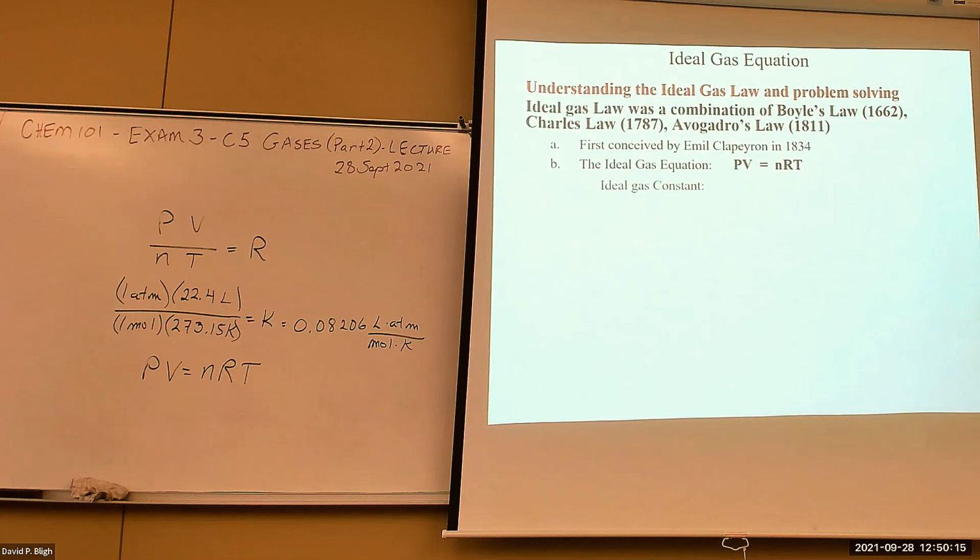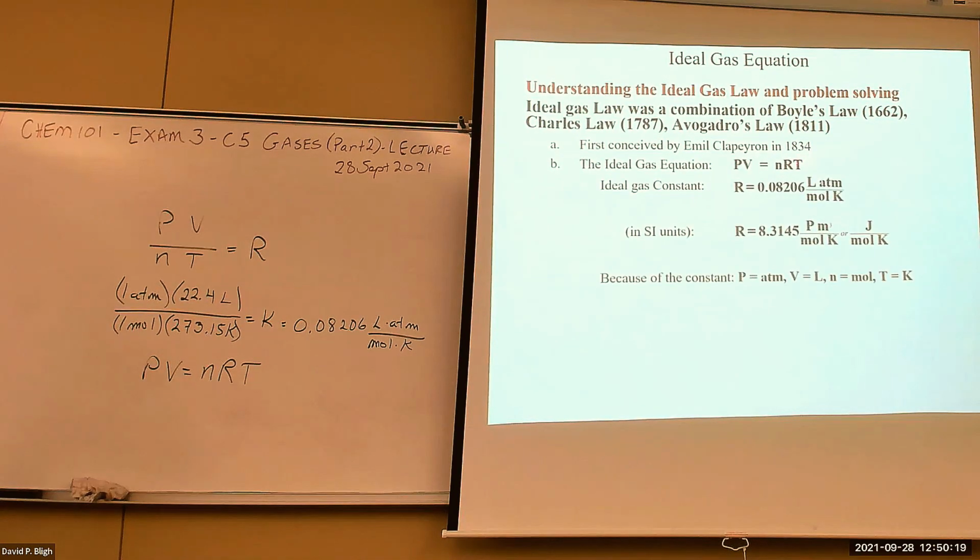So there's your ideal gas equation. And this just says that the R value can have different units. Now, I chose these units because they fit the explanation: liters, atmospheres, moles, K. And when you use those units, you always get this value.